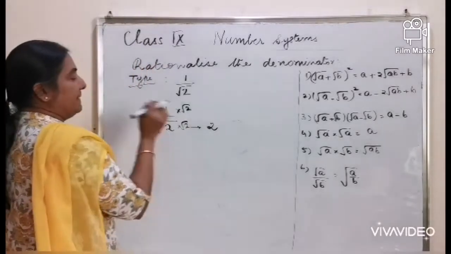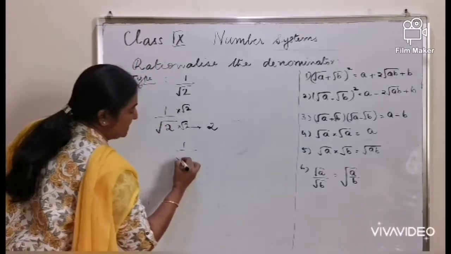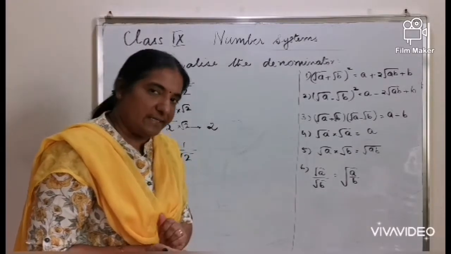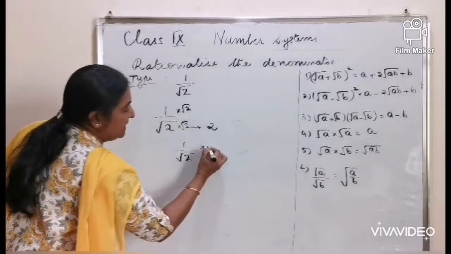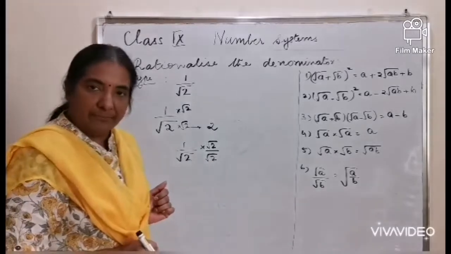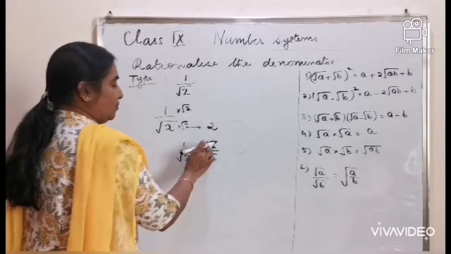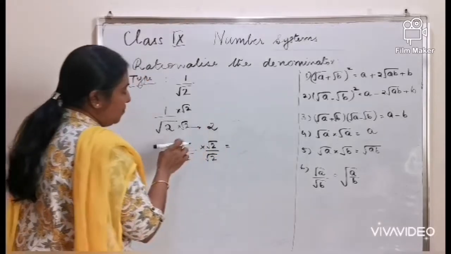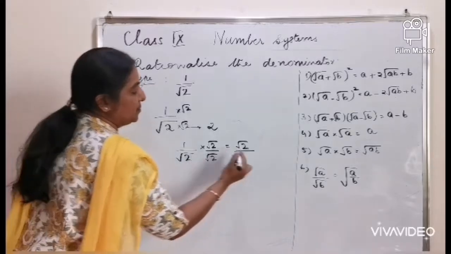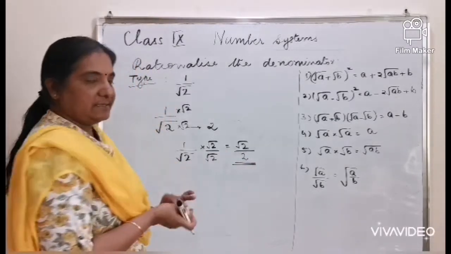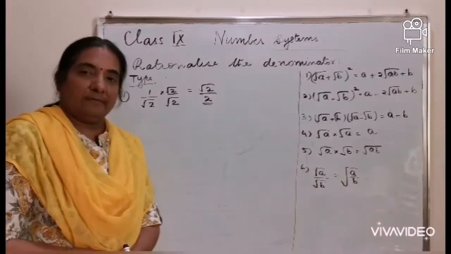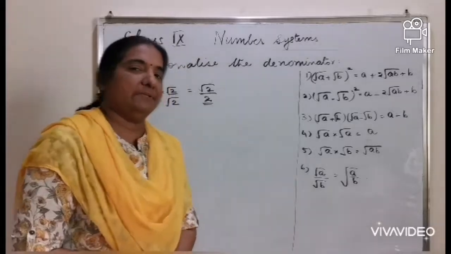Thus, the method of changing questions like 1 by root 2 into a rational denominator is to multiply and divide with the same irrational number, that is root 2 by root 2. 1 into root 2 is root 2, and root 2 into root 2 is the same as 2. Thus, the denominator has become a rational number. Let me take a second example in this type.